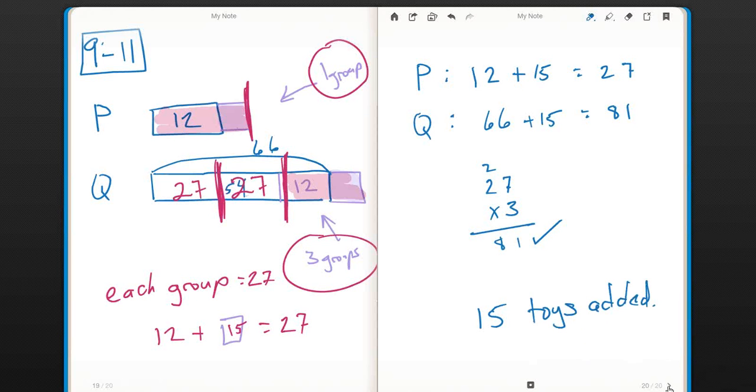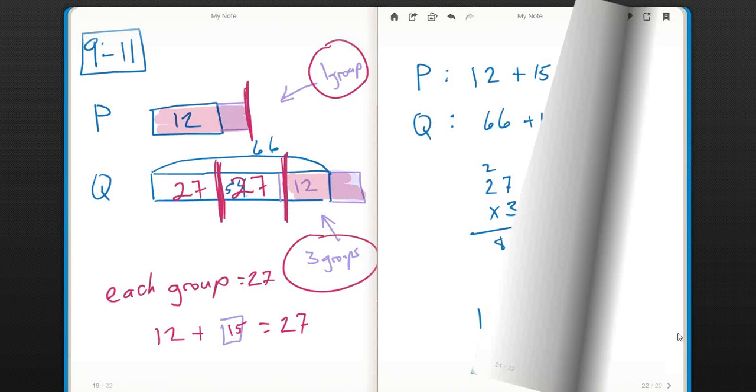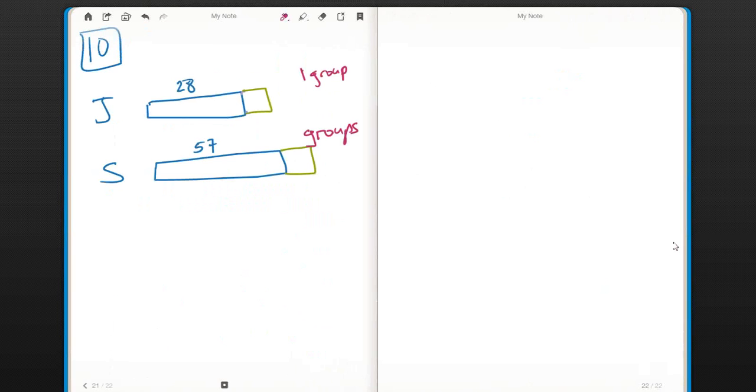All right, now let's look at number 10. Same strategy. Again, I drew the drawing for us. Joseph has 28 magnets. Sarah has 157 magnets. It always helps to make sure you label it correctly.